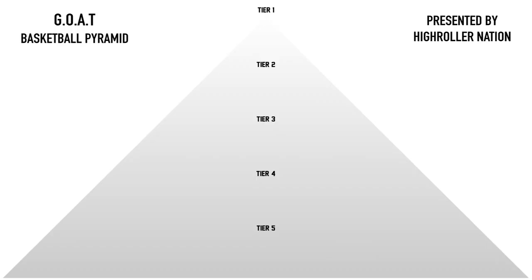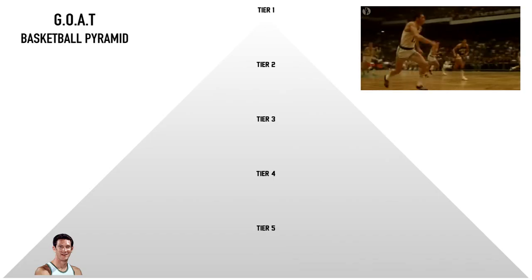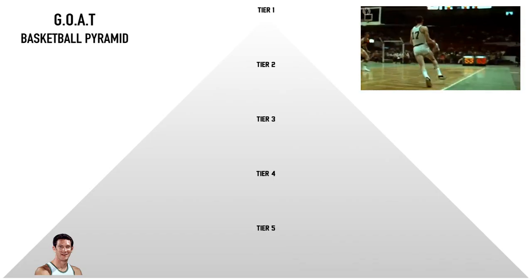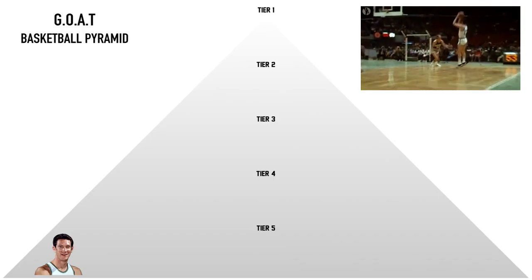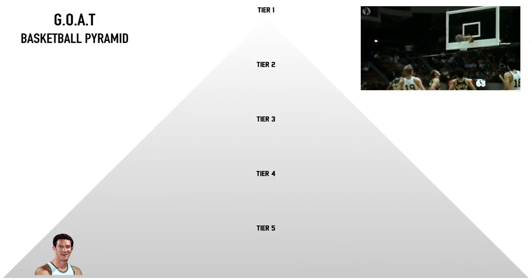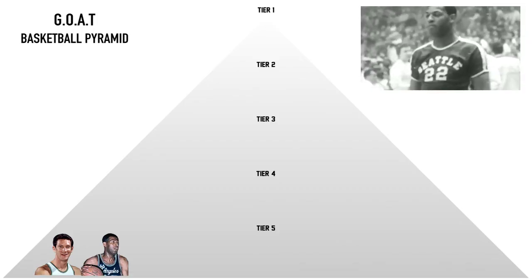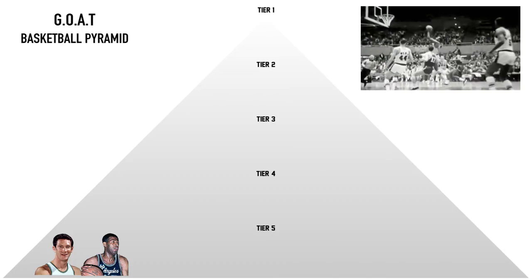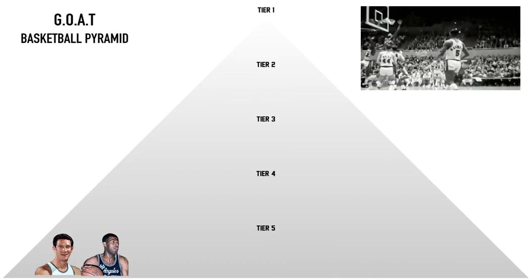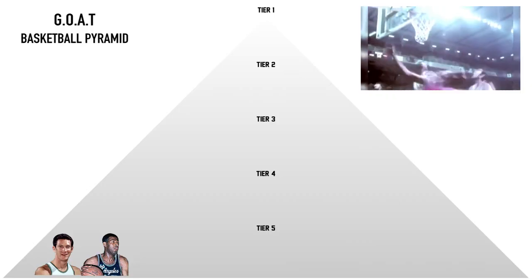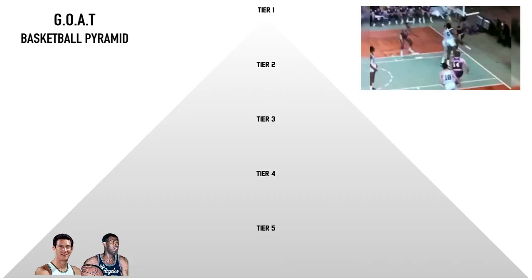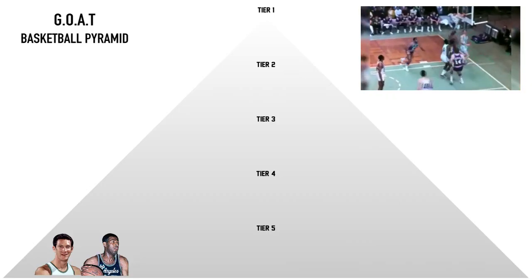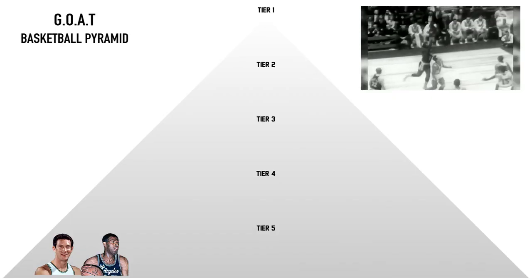Starting with my tier 5, we have John Havlicek. An OG Celtic, went 8 for 8 in the finals, 13-time NBA All-Star, rest in peace to this legend. Next is Elgin Baylor, a player that doesn't really get a lot of mention these days, averaged over 38 points per game while actively serving in the military, held the record for the most points in an NBA game before Wilt surpassed him, and still holds the record for the most points in a finals game.